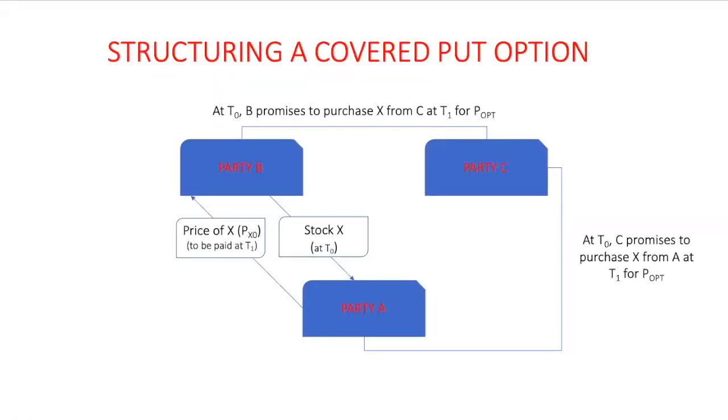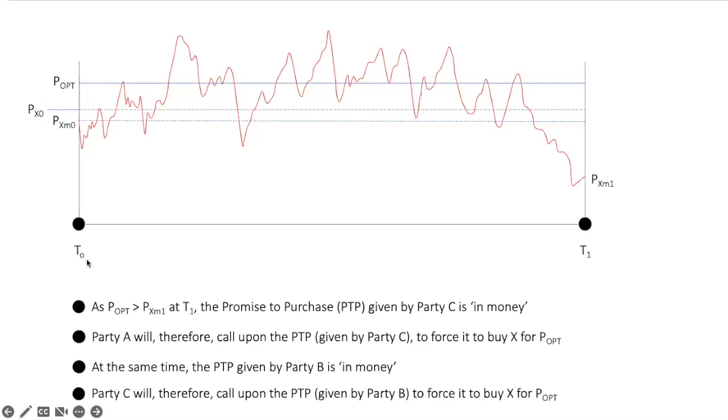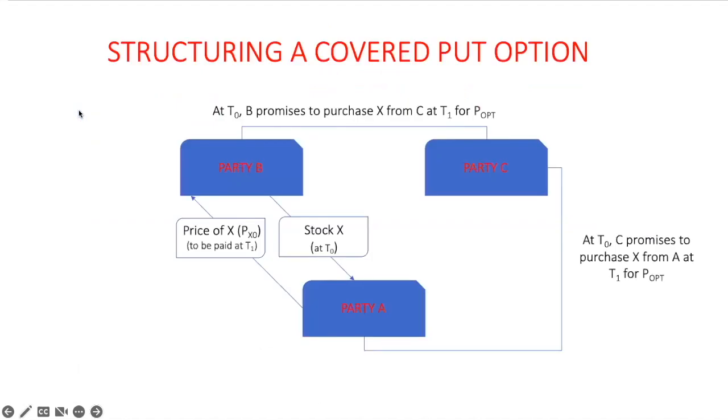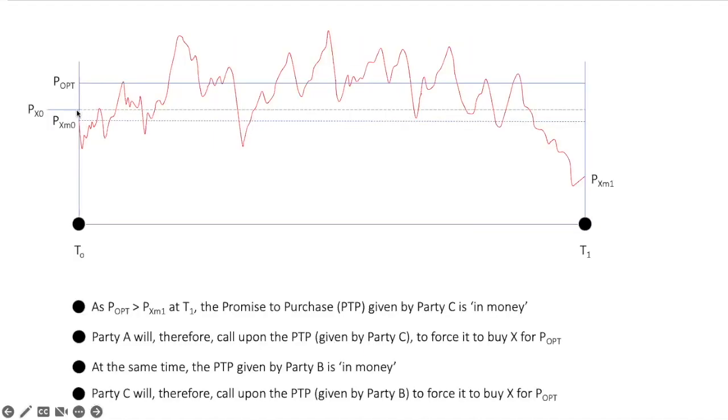Now, after this promissory arrangement has taken place, i.e., party B has sold a stock X on a murabaha basis, on a deferred payment basis, and B has given a promise to purchase to party C, and C has given a PTP to party A. What happens at T1? So this is at T naught, these promissory arrangements, everything has taken place. So at T naught, party B sold the stock X to party A for this price PX naught. And this is the promised price to be relevant in future at T1. And this PXM naught is the actual market price of the stock at T naught. So basically there was this murabaha profit when the party sold the stock to party A for PX naught.